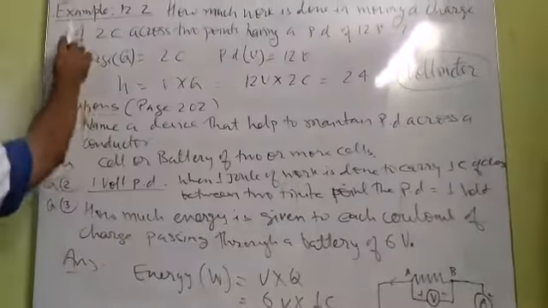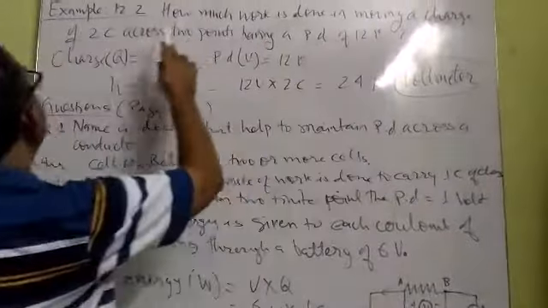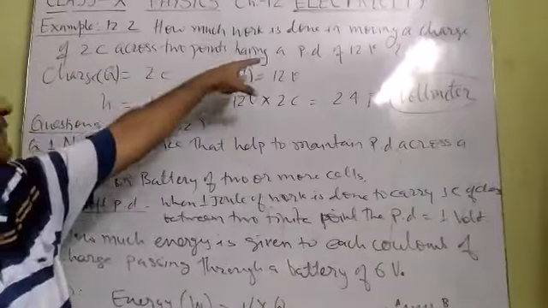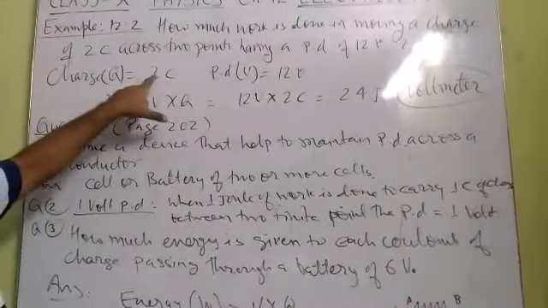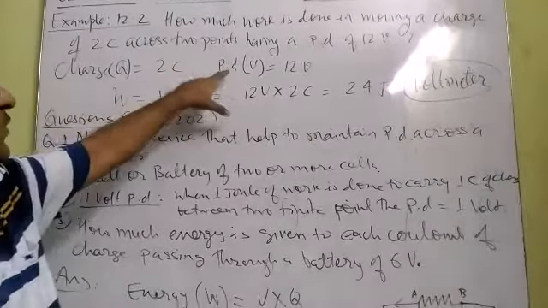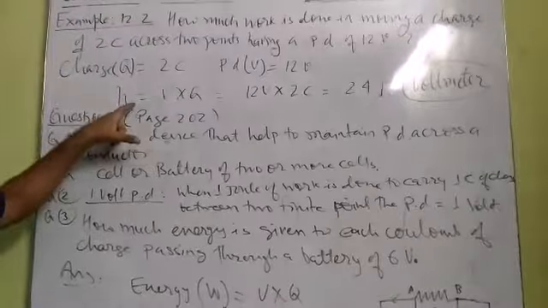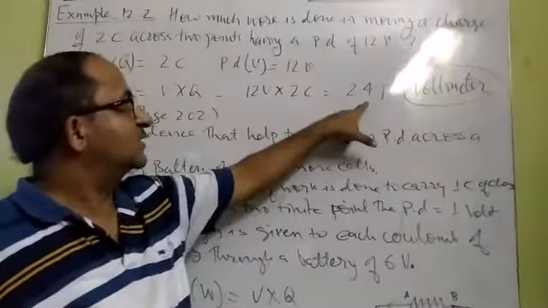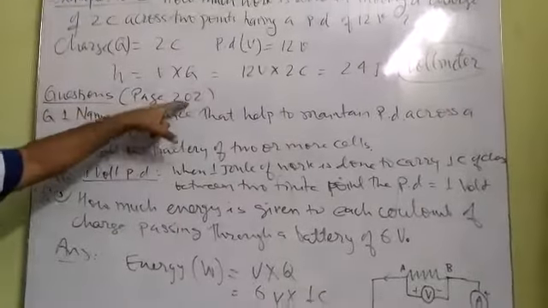Now come to example number 12.2. How much work is done in moving a charge of 2 coulomb across 2 points having a potential difference of 12 volt? Clearly, the charge Q is given as 2 coulomb, the potential difference V is 12 volt, and work done W is asked. So W is equal to V into Q, 12 volt into 2 coulomb, the answer is 24 joule. Now we shall discuss the questions on page 202.